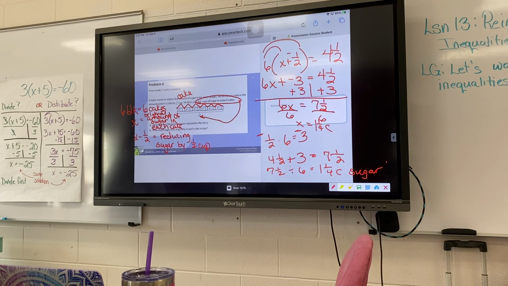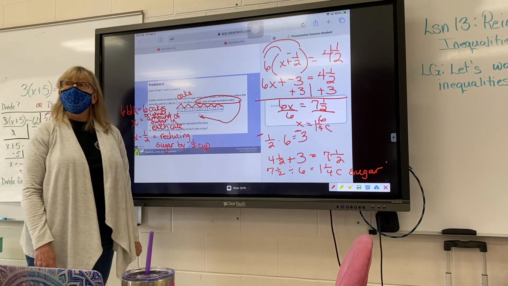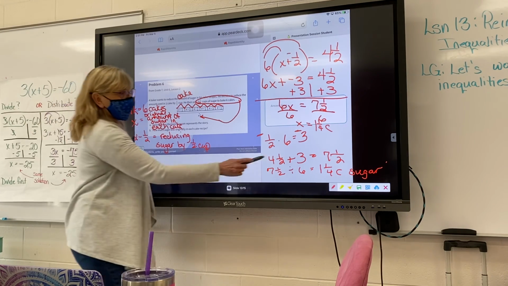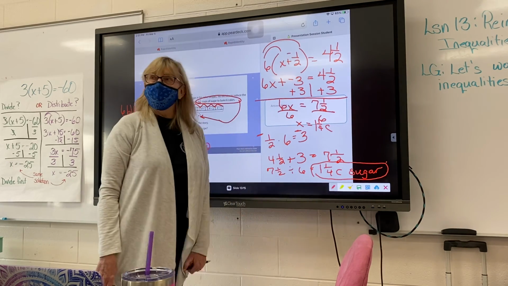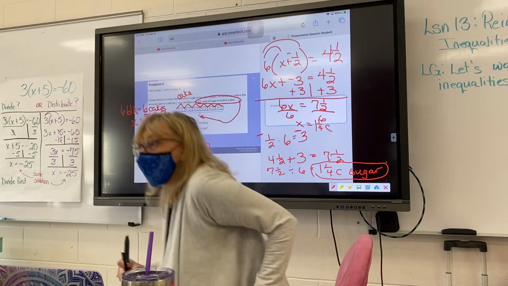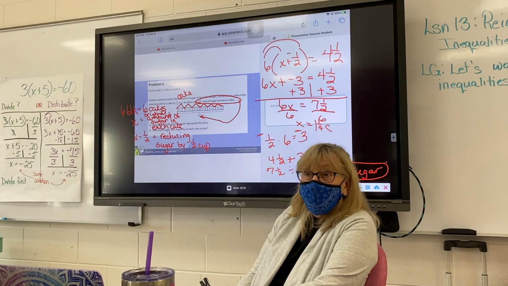So how much sugar is in each one now? 1 1/4 cup. Oh wait, a half a cup. Now, how much sugar is in each cake now? It was originally 1 1/4. You take 1 1/4 minus a half, which is 3/4.